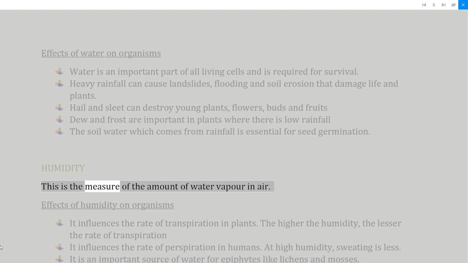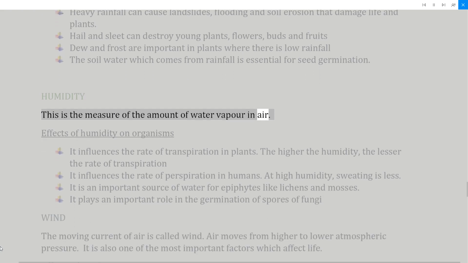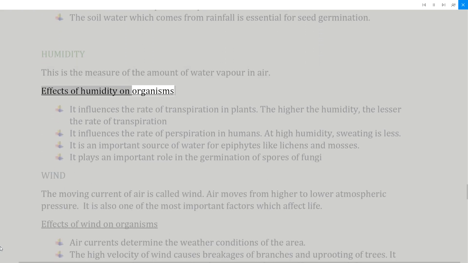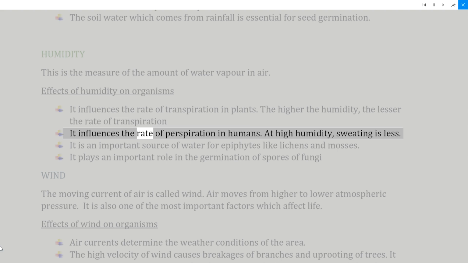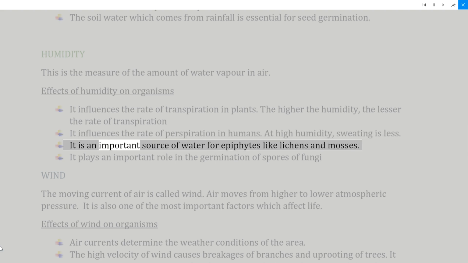Humidity: this is the measure of the amount of water vapor in air. Effects of humidity on organisms: it influences the rate of transpiration in plants. The higher the humidity, the lesser the rate of transpiration. It influences the rate of perspiration in humans. At high humidity, sweating is less. It is an important source of water for epiphytes like lichens and mosses. It plays an important role in the germination of spores of fungi.